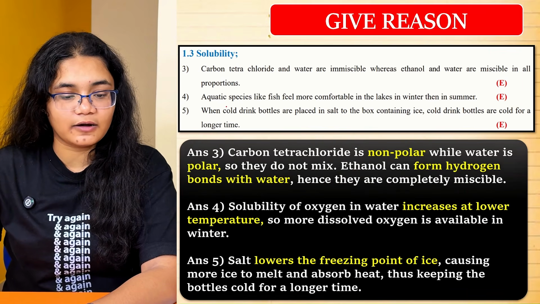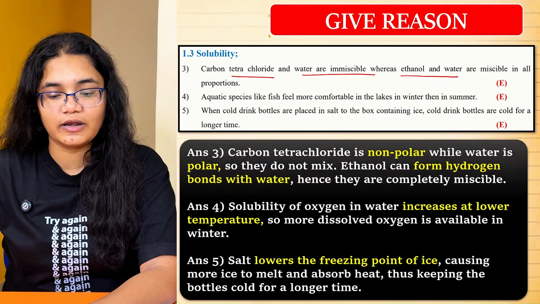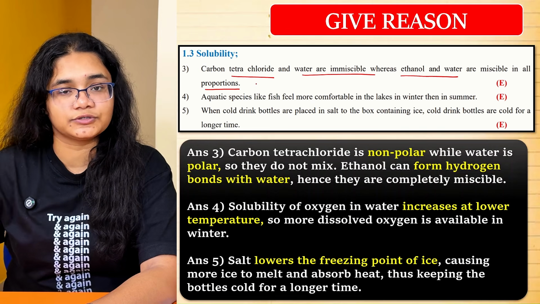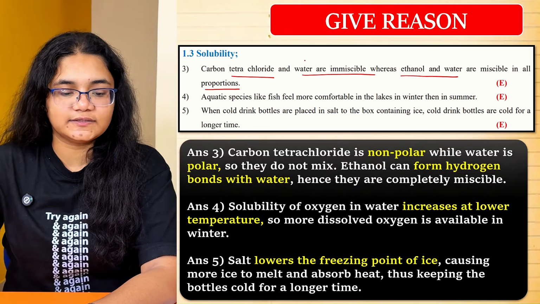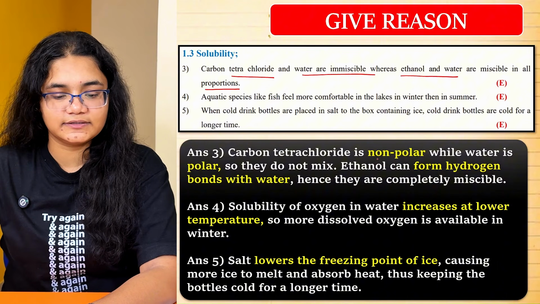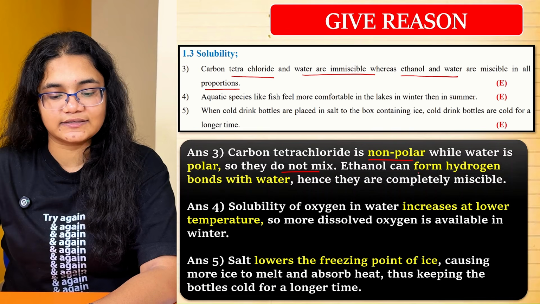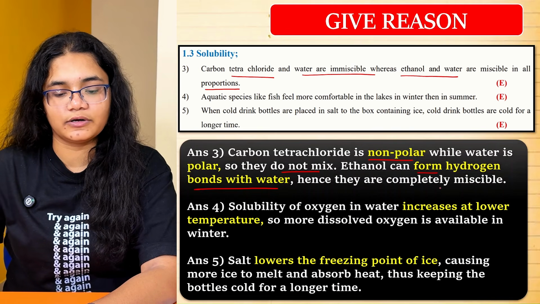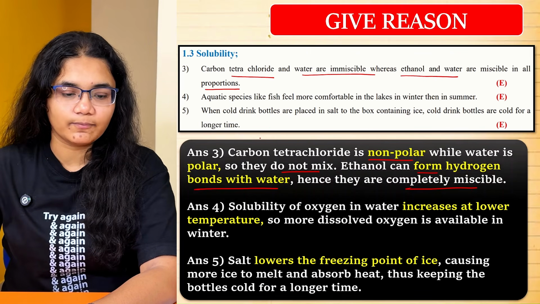Next, carbon tetrachloride and water are immiscible, whereas ethanol and water are miscible in all proportions. So here it is the like-dissolves-like concept. Water is polar and carbon tetrachloride is non-polar, so they do not mix, whereas ethanol can form hydrogen bonds with water and it is also polar. So that is why it is completely miscible in water.